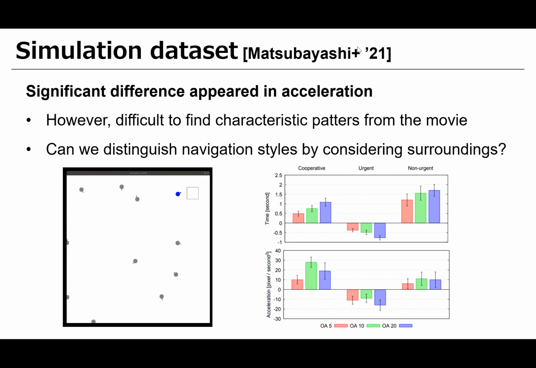The left-hand video is an example of the experiment. The subject moves the blue agent to the destination, indicated by the square. Other agents, depicted in gray, are randomly moving.